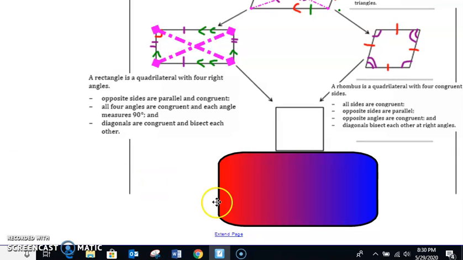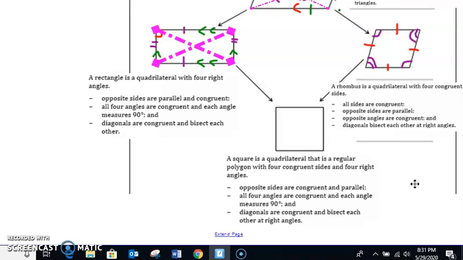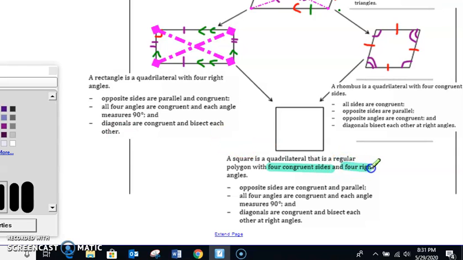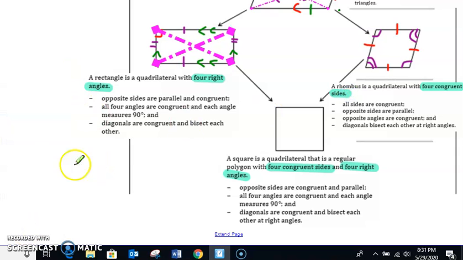The last quadrilateral in our family tree that we're going to talk about today has some features of the rhombus and some features of the rectangle. You probably recognize that it's a square. A square is a quadrilateral that is a regular polygon with four congruent sides and four right angles. So it has four congruent sides, just like the rhombus. But it also has four right angles, just like the rectangle. So it got four right angles from the rectangle and the four congruent sides from the rhombus. So it has some features of both.